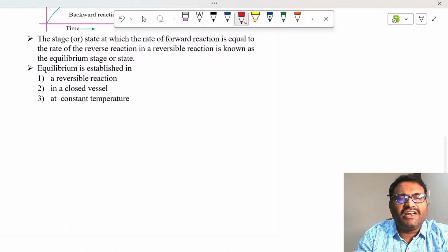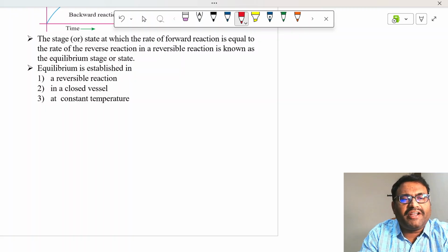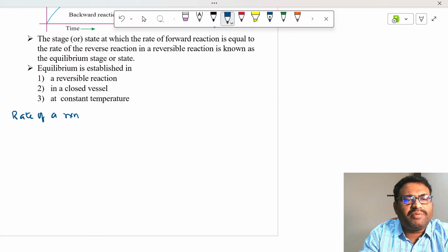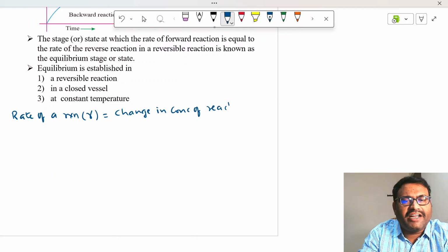Let us take rate. What is meant by the rate of a reaction? Let us see this. The rate of a reaction is generally represented by a small r. With respect to reactants, it is the change in the concentration of the reactants in unit time, that is, the change in the concentration of the reactants by time.